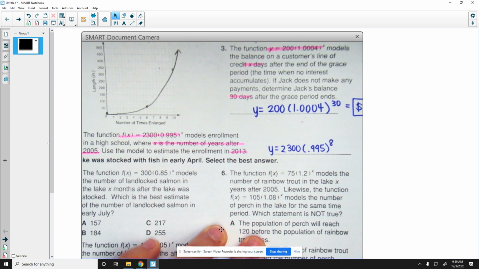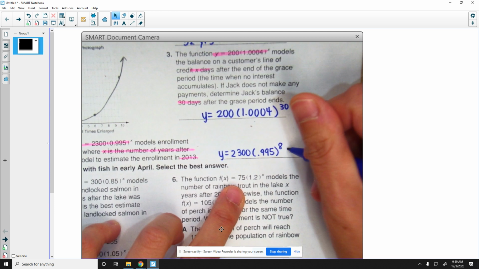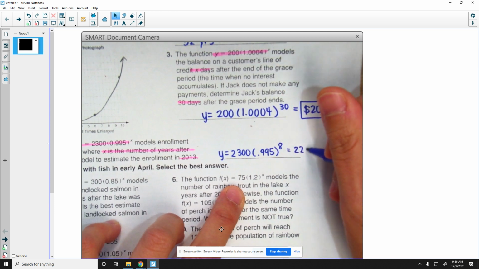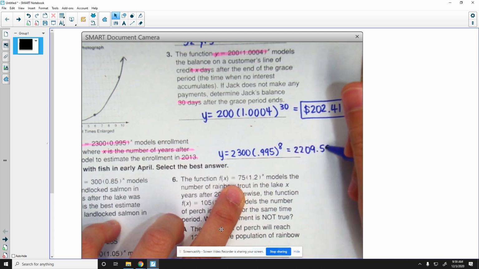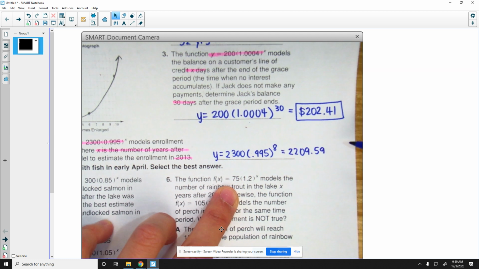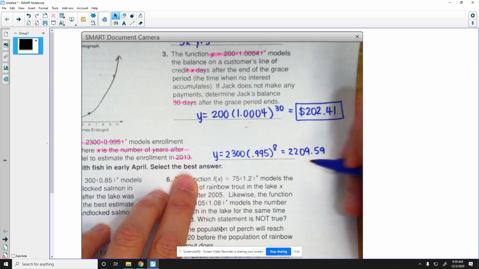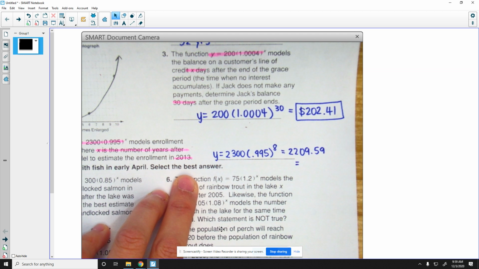After plugging that in, you will get 2,209.594. Good. And then, but we're talking about people. 2,210. Yeah, 2,210, or honestly, you could say 2,209.